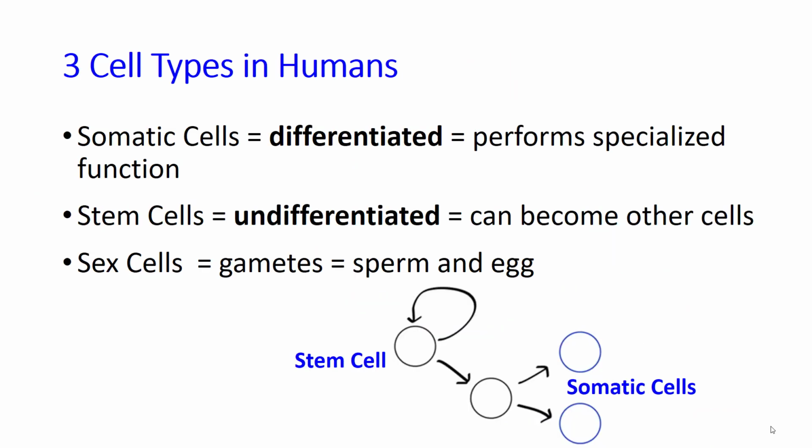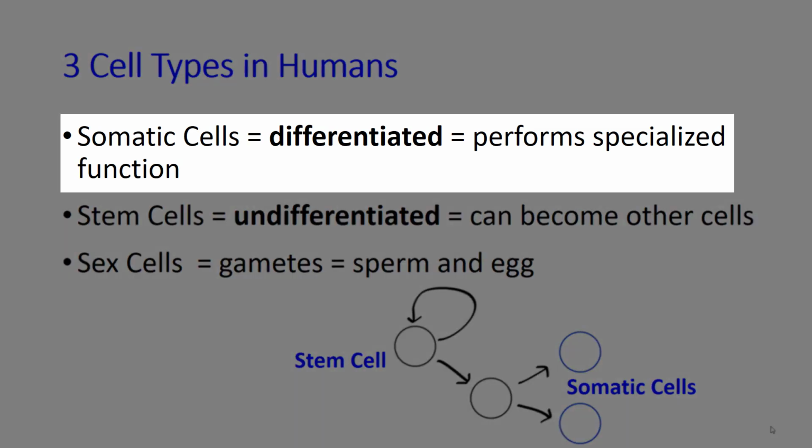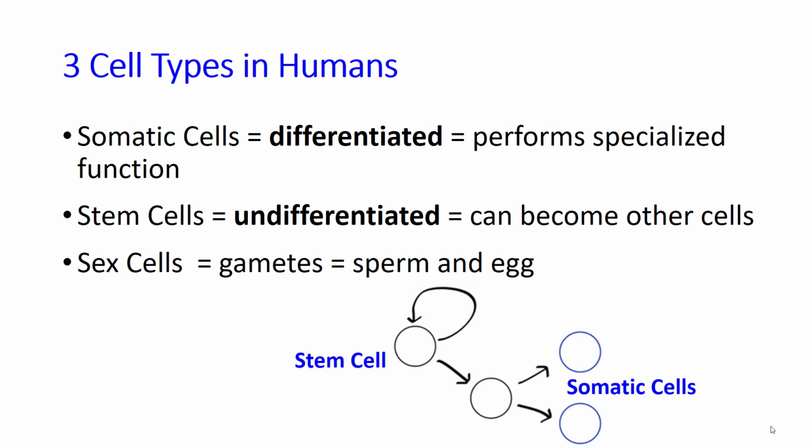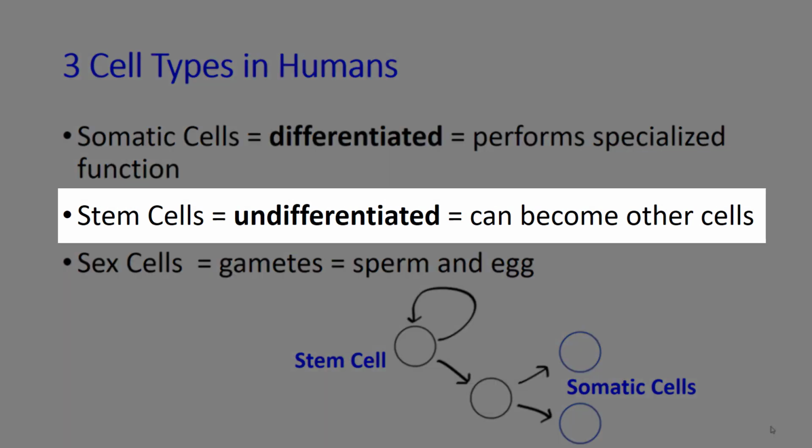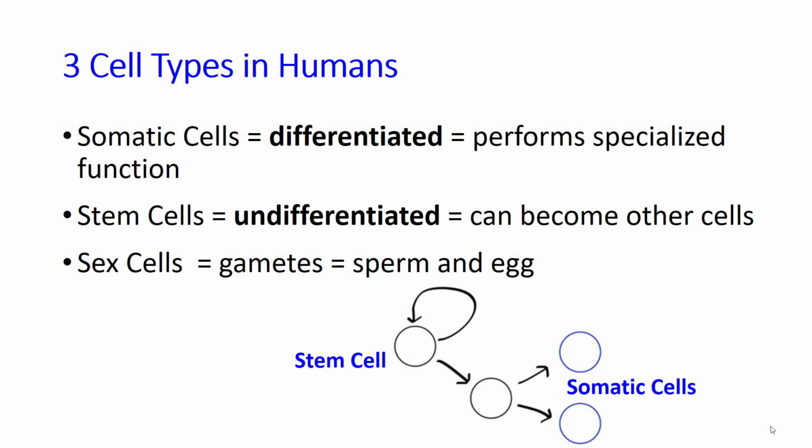There are three main types of cells in the human body. There are somatic cells, which are differentiated cells. And when I say differentiated cells, that means they're performing a certain function, like a heart cell pumps blood. A stem cell is the second type, and they're undifferentiated. What that means is they can become other types of cells. So a stem cell can become a muscle cell. Third are sex cells, also called gametes, right? Sperm and egg.